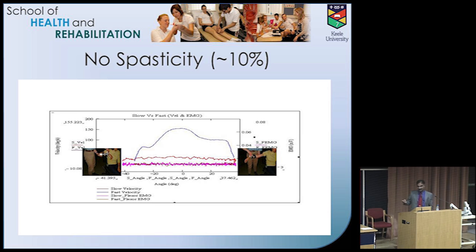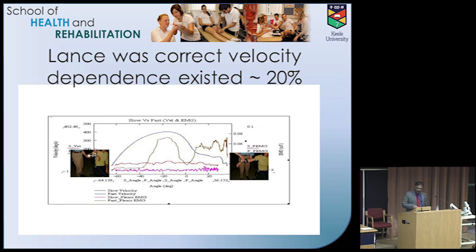Here's an example of a patient who had absolutely no spasticity. 10% of our patients we measure have no signs of spasticity at all. They also are the ones who tend to have no signs of active movement at all too. So they tend to be dense flaccid paralysis.